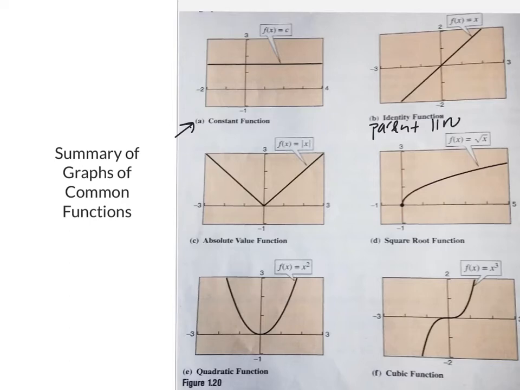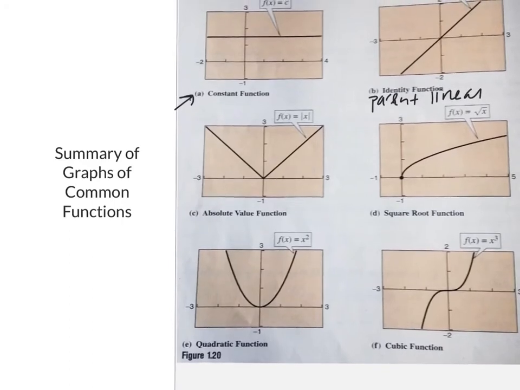Parent linear function. Okay. C is the absolute value function. D is a square root function. I usually, when we're in class, I say lift off. Okay, so that's the square root function. Below that, I can't really see. Here it is. We have the quadratic function.